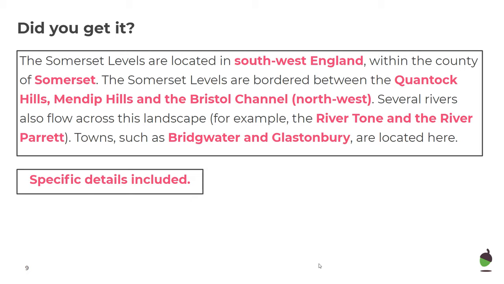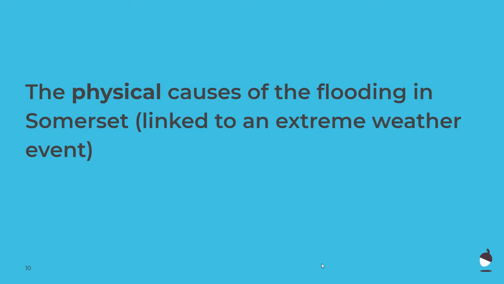So just double check you've included all of the key points, and if you wanted to pause the video at this stage to redraft your answer to make sure you've included all the key ideas, that is absolutely fine. We'll now consider the physical or natural causes of the flooding in Somerset linked to an extreme weather event. There are two main physical causes of the flooding.